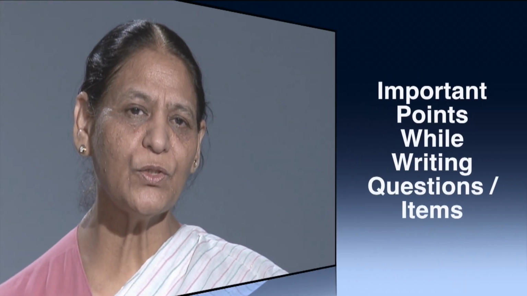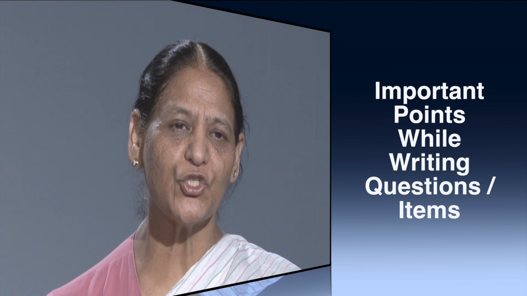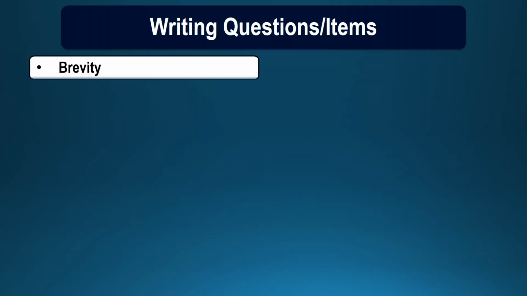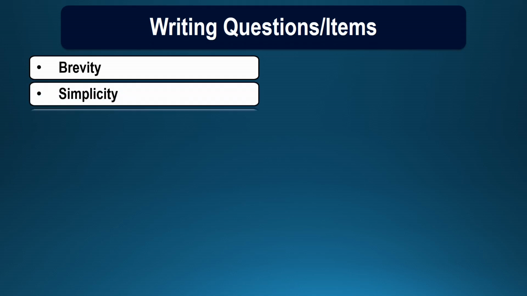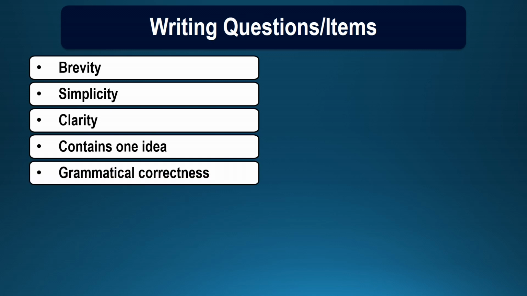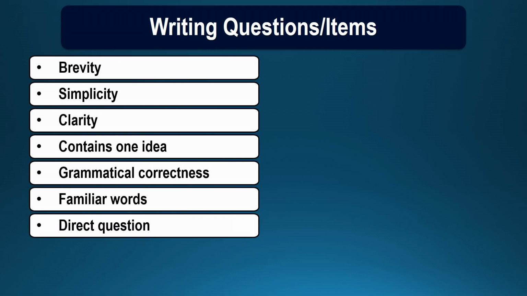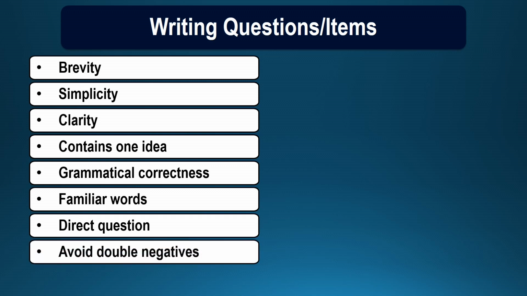While you are planning to write questions or items, you must be sure that whatever questions you include, they are brief, simple, clear, and they contain one idea. Grammatically, they are correct. They use familiar words and avoid the use of concept words. They are direct questions and you need to avoid double negatives.